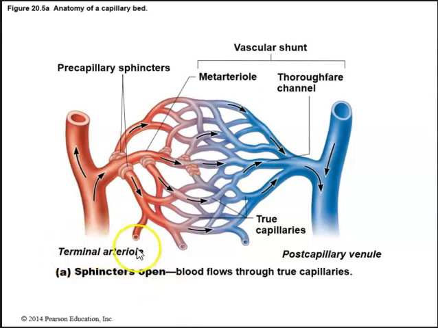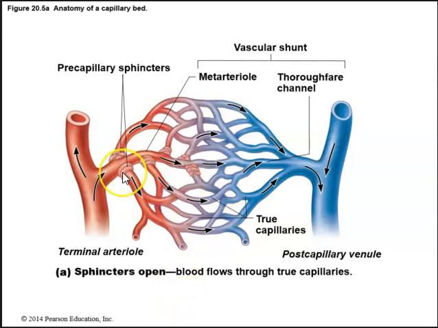So here we can see a terminal arteriole feeding into the capillary bed, bringing oxygenated blood to the capillary bed. And then we have the post-capillary venule, which will carry deoxygenated blood away from the capillary bed. So almost all tissues contain these capillary beds that allow for the delivery of oxygen to tissues, and the carrying away of waste products as well as carbon dioxide away from tissues to go back towards the heart.